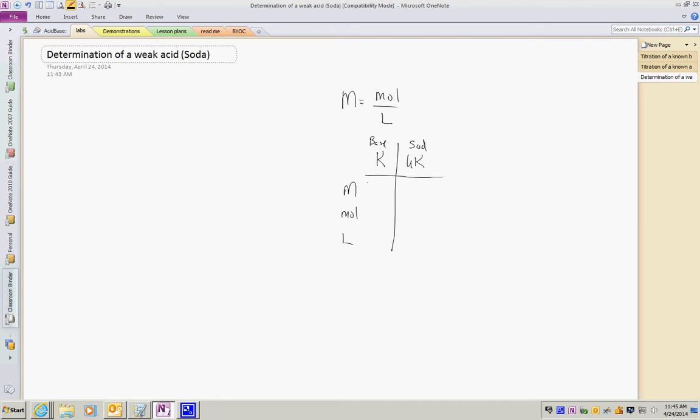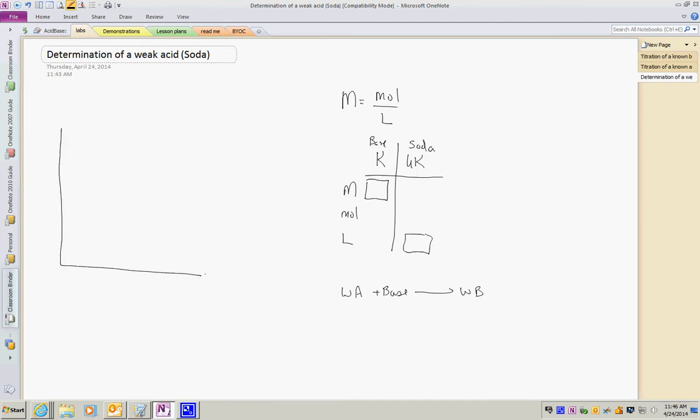Now, I will indicate to you the concentration of the known base when we enter the lab, and I will indicate to you approximately how much of the actual soda you'll need to be using. So when we start titrating this, our soda, our weak acid, will be neutralized by the base, and it will kick this weak acid over to a weak base. We're going to be graphing this as we go.